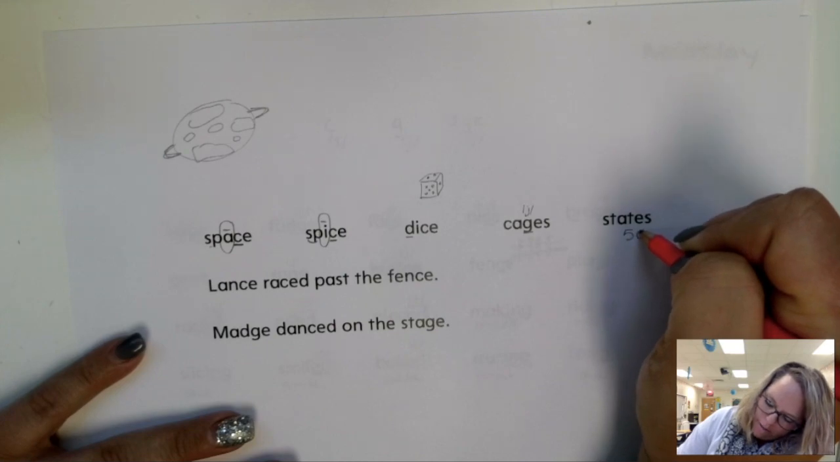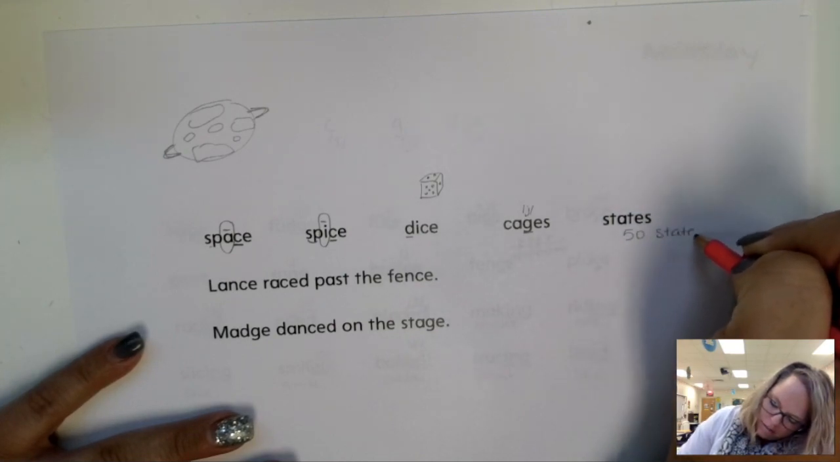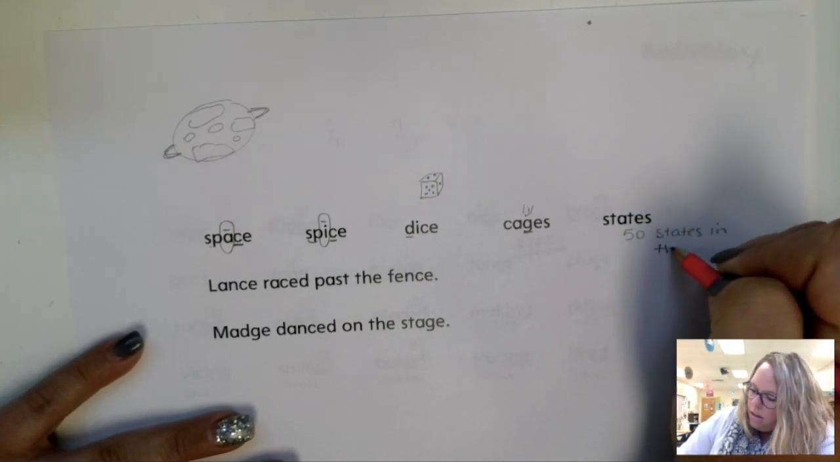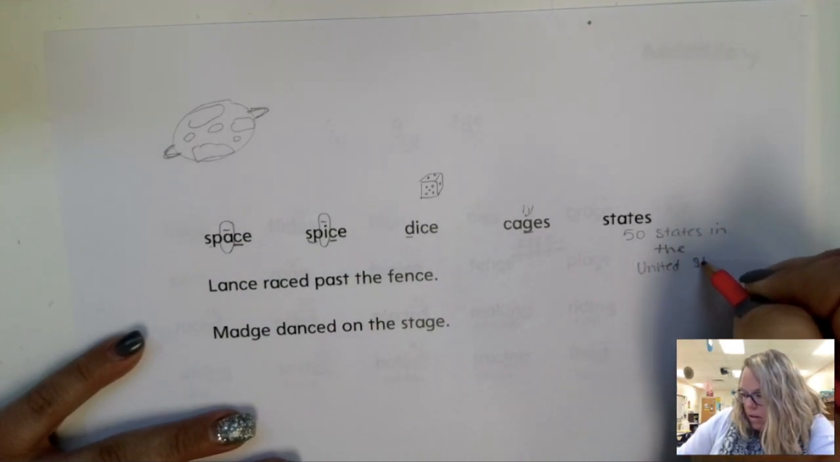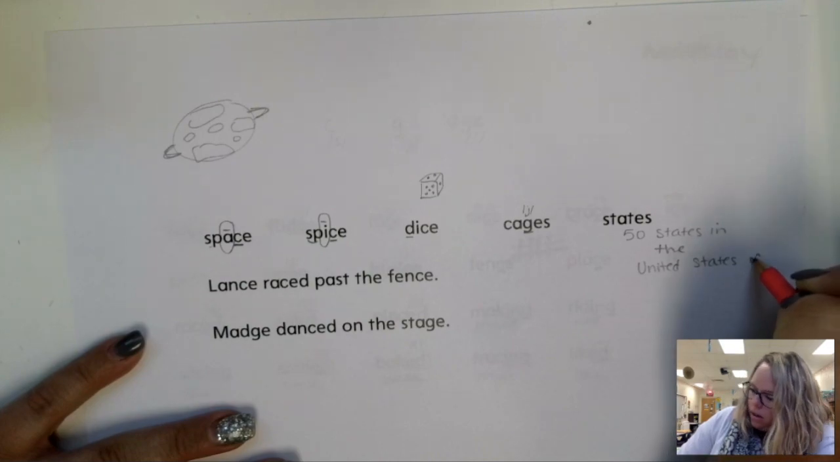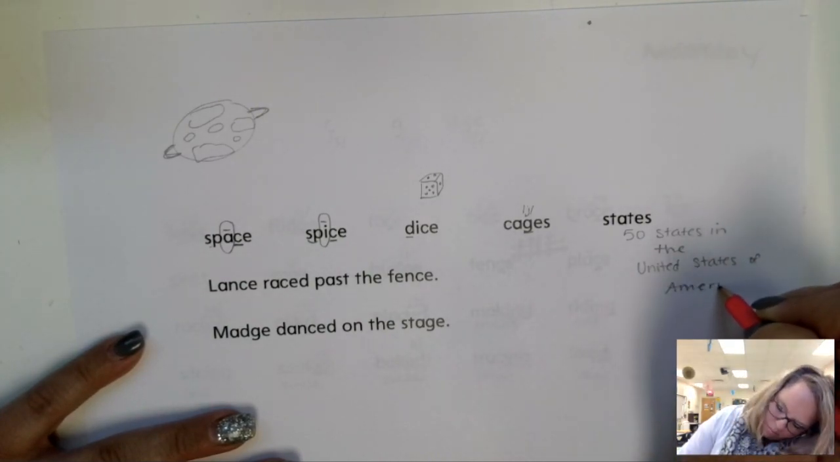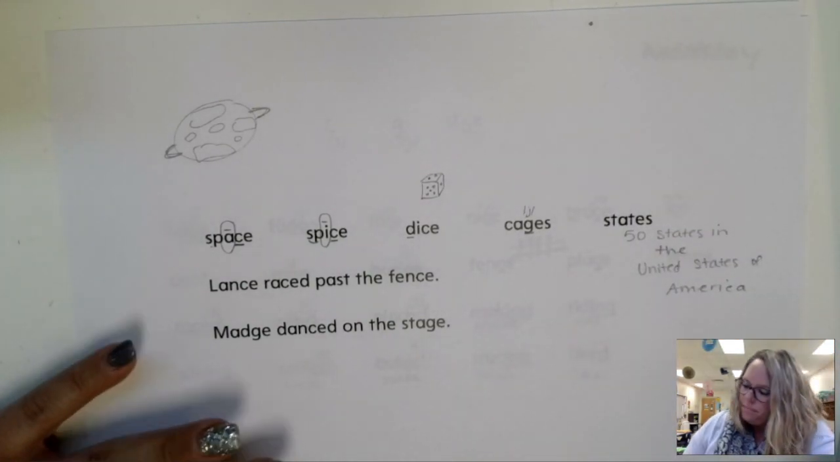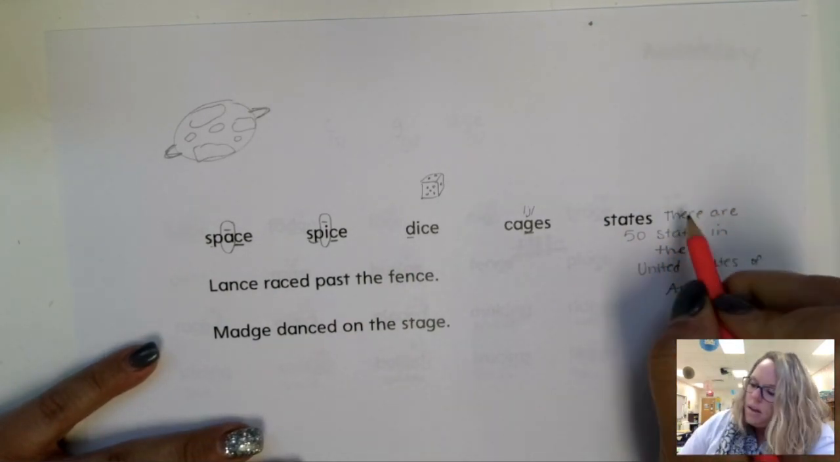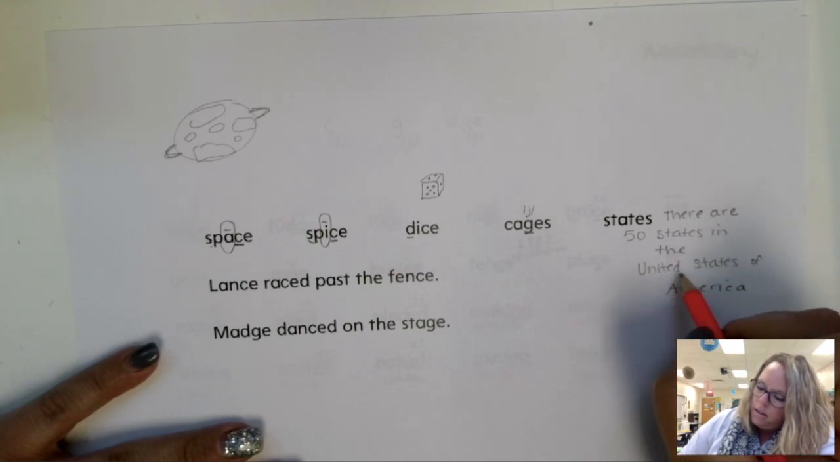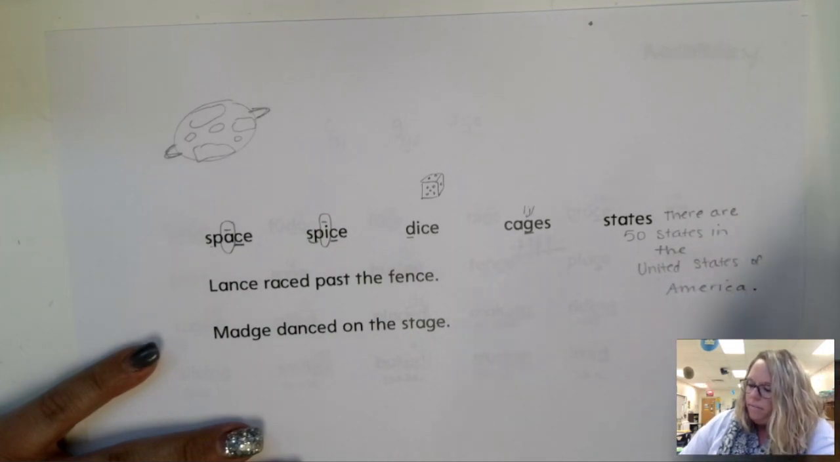There are 50 states in the United States of America. There are, now I have a sentence. There are 50 states in the United States of America. States.